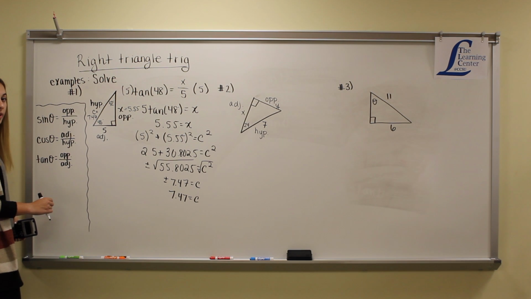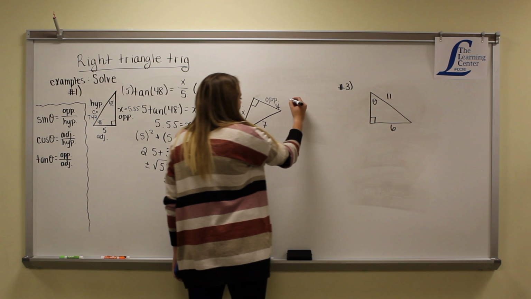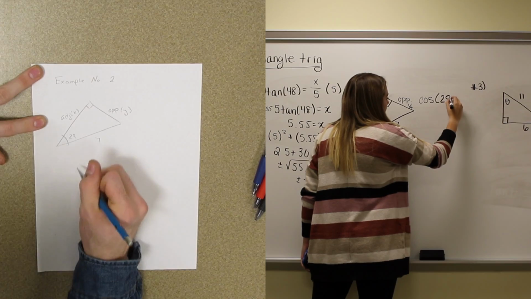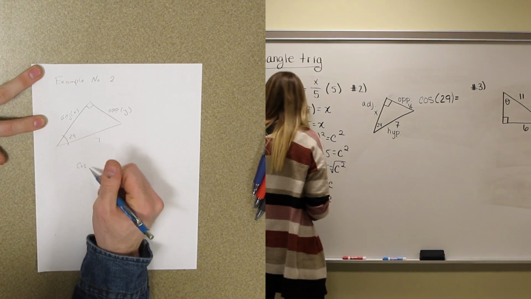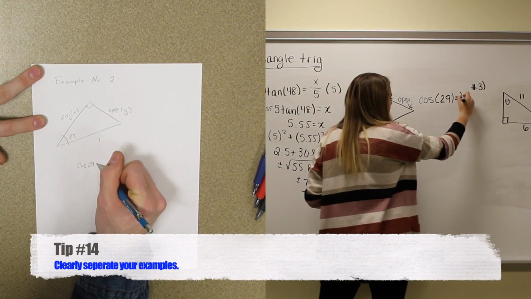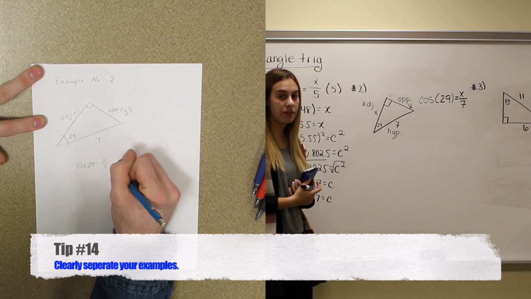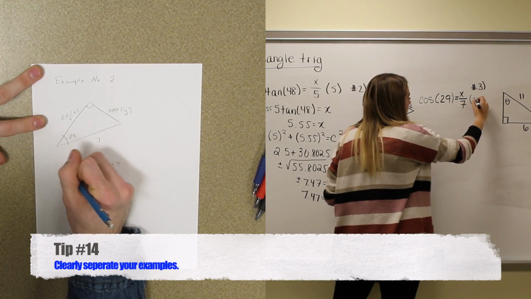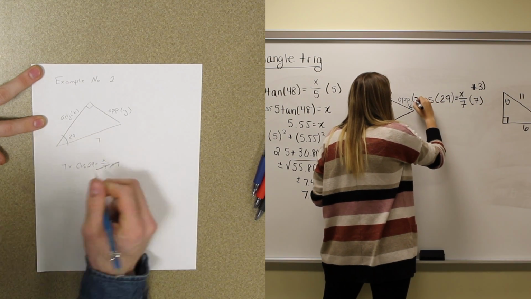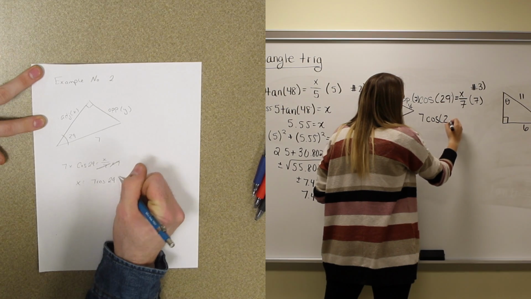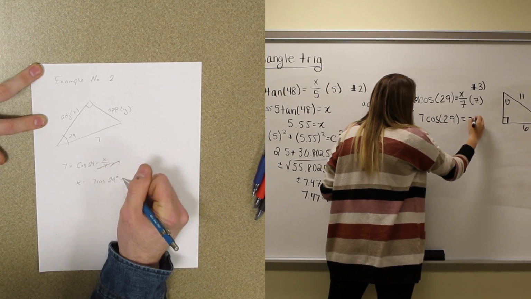So the ratio that uses the adjacent and hypotenuse is cosine. So I'm going to take cosine of my given angle 29 and have that equal my adjacent side, which is x, over my hypotenuse 7. Now again, I want to solve for x, so I'm going to multiply both sides of my equation by 7 to get 7 times cosine of 29 degrees equal to x.